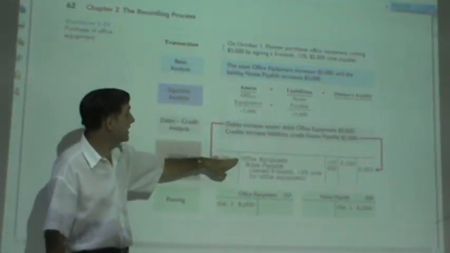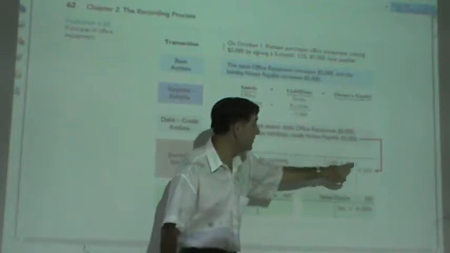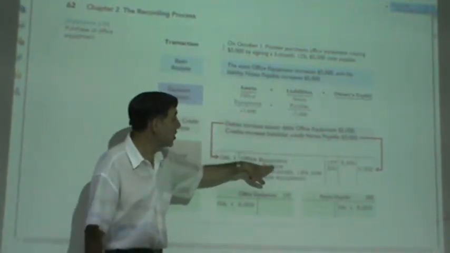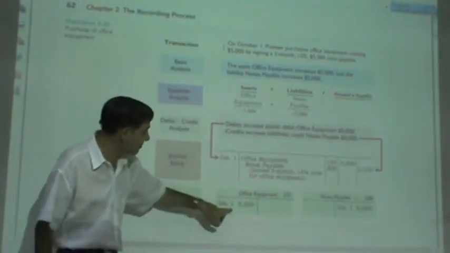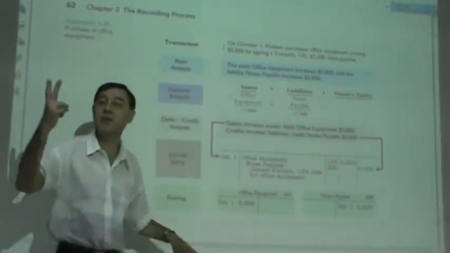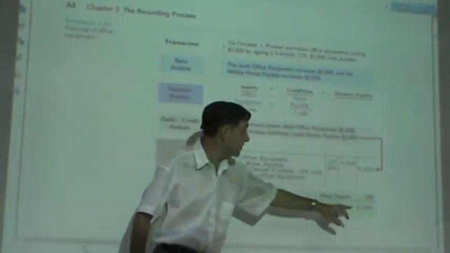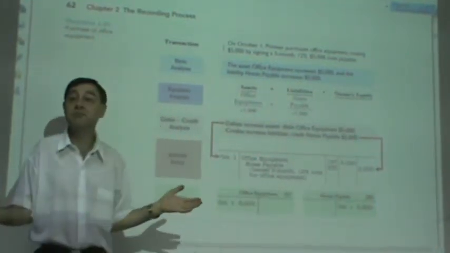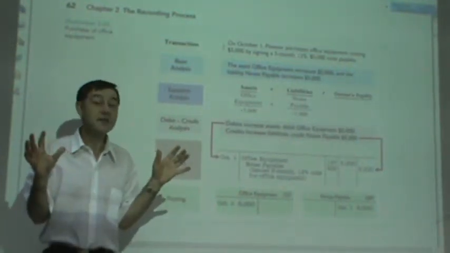And there it is. Debit office equipment on the left side, debit 5,000, credit note payable 5,000. And there it is, office equipment, debit. Debit, remember, means left side, credit, right side, note payable. And that's it. Next example. Is it fairly clear? That's it. All the examples are like that. That's everything you do.